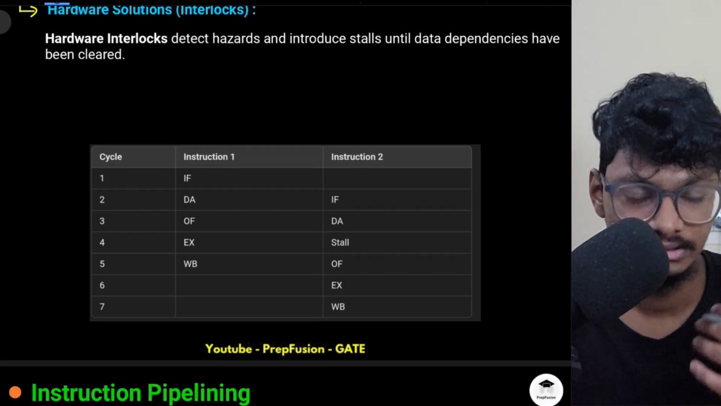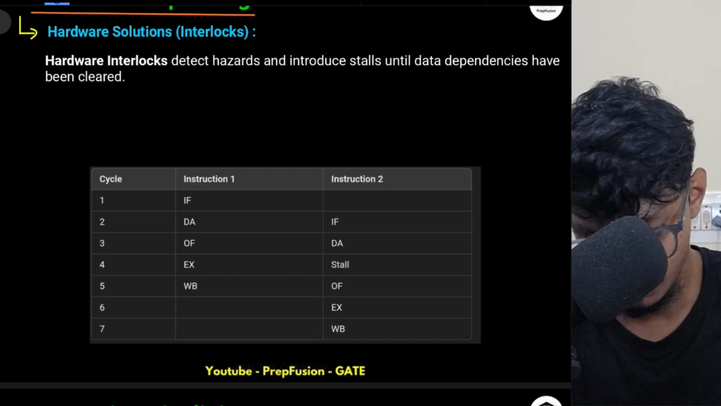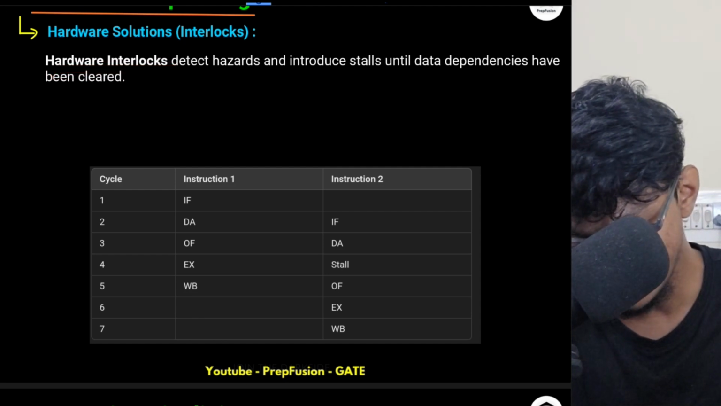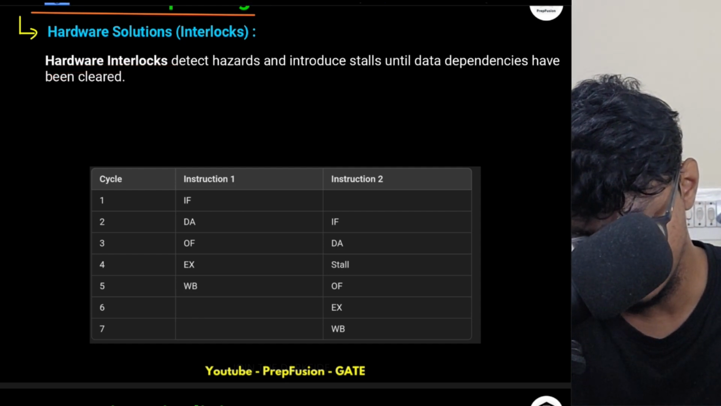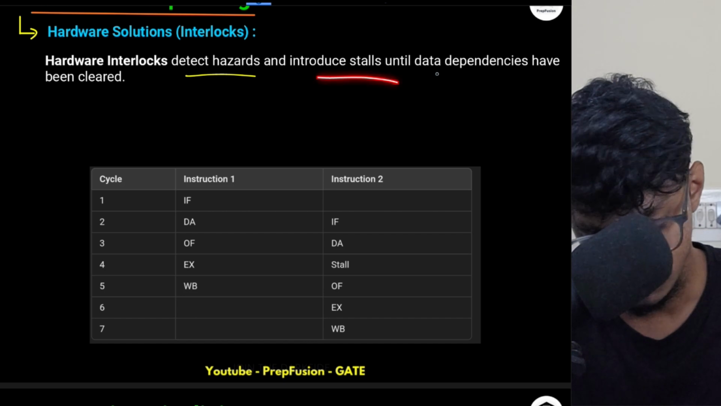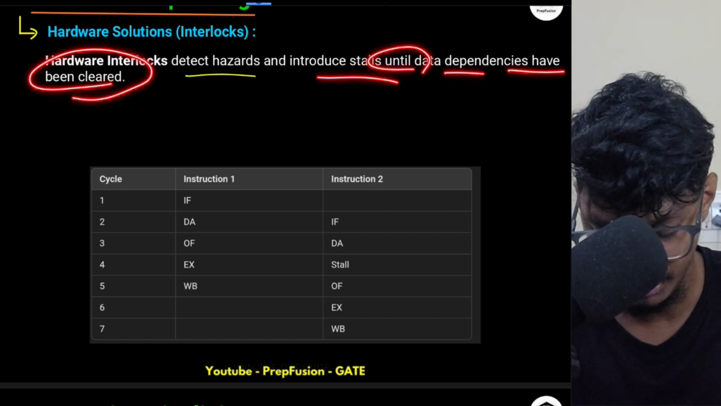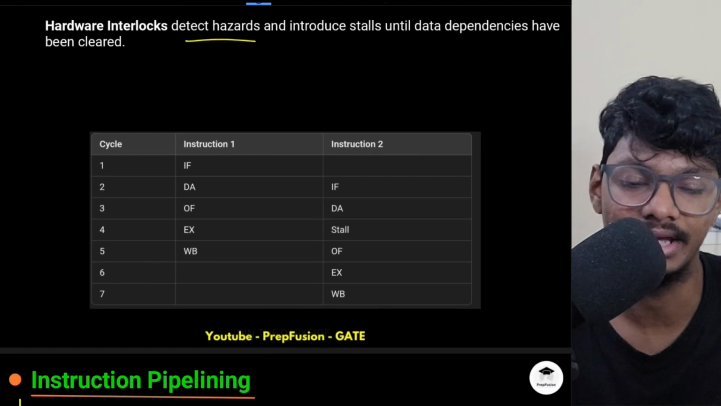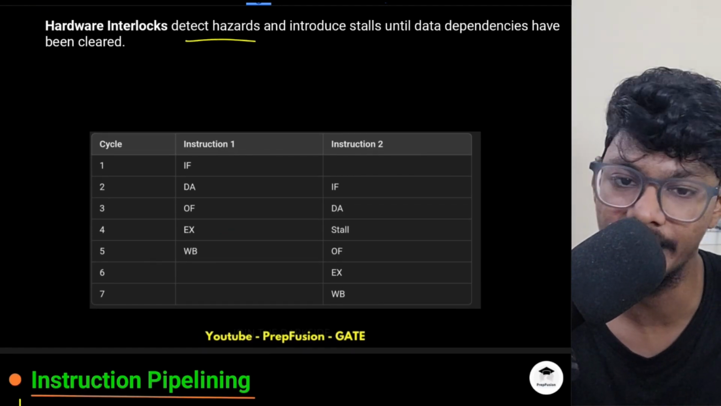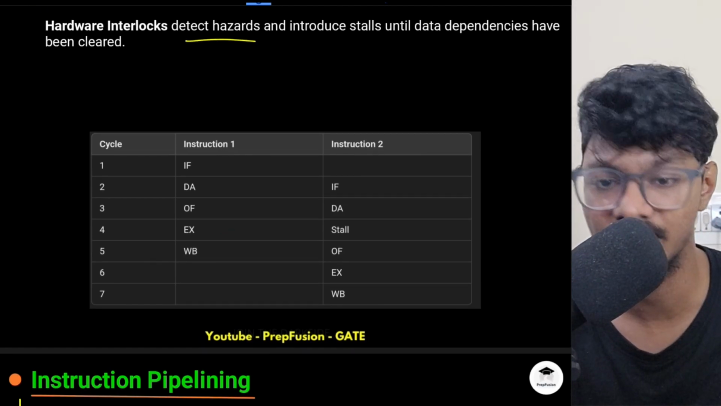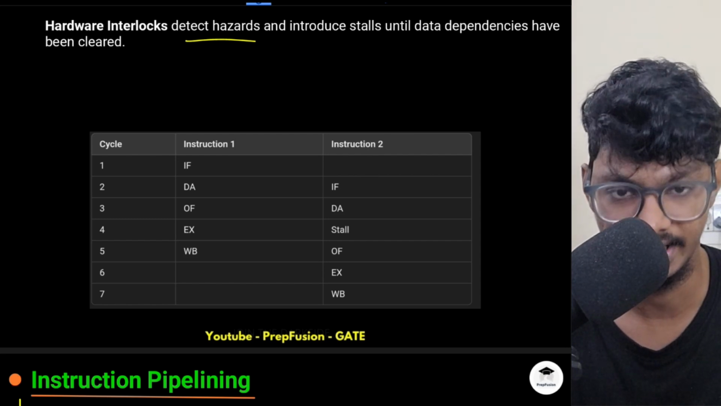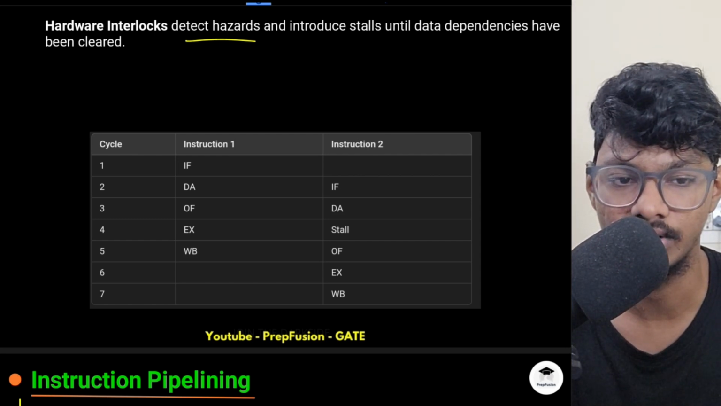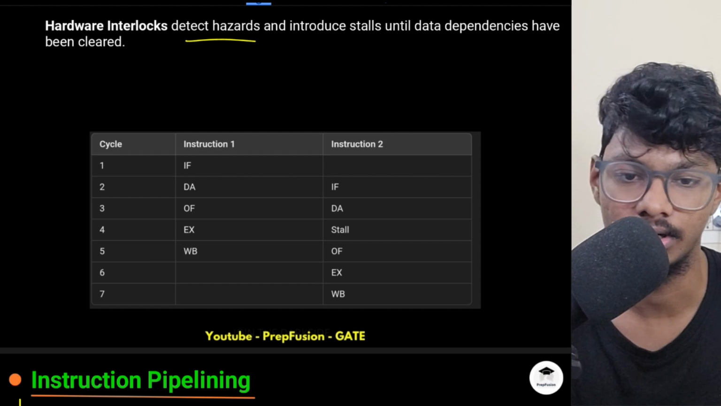So sometimes what we do is we introduce hardware interlocks that have the capability to detect hazards. They can detect the hazards and introduce stalls until the data dependency has been cleared. It is just like software, where the compiler understands that there is a data dependency and gives some no operation or stalls. Here the hardware will give some no operation and stalls. Okay, so that is the thing.